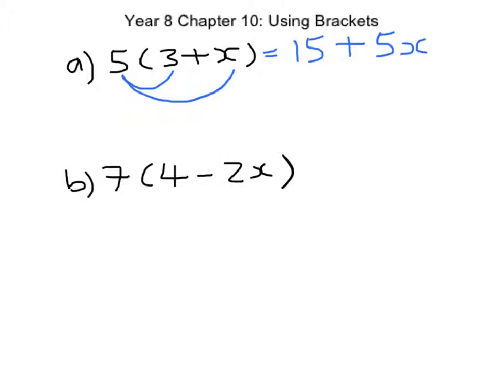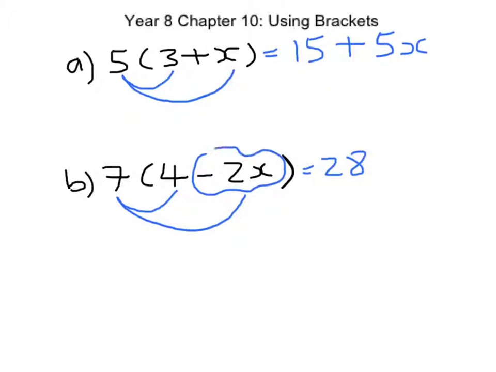And if we look at the bottom example, the same thing holds true. So if we multiply the 7 by the 4, we get 28. We've got to be a little careful though, because this time we're multiplying the 7 by a minus 2x. And that means we have to use our sign rules for multiplying negative and positive numbers. So the 7 times minus 2 is going to give us minus 14. And then the x just sits on its own at the end. So we end up getting minus 14 lots of x. And that's the answer, 28 minus 14x.